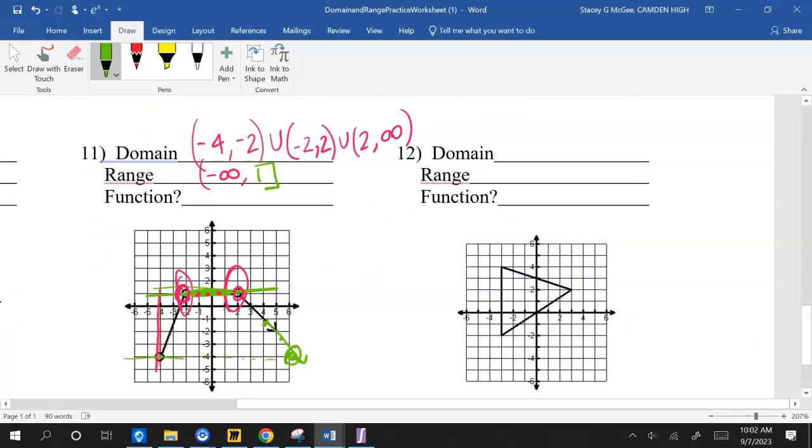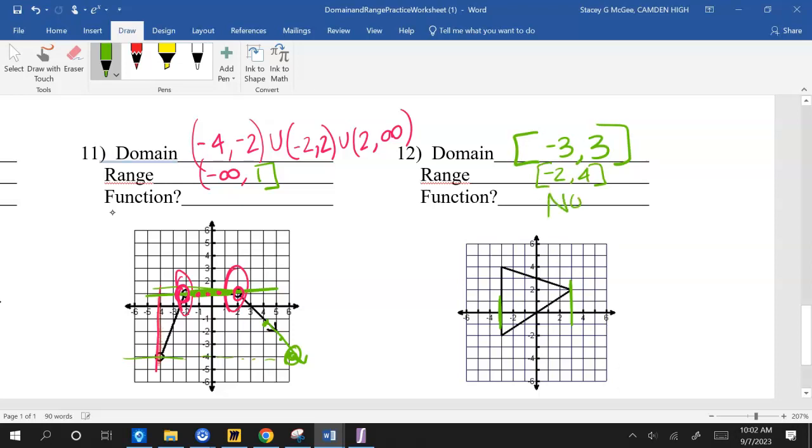Domain, left to right. Bracket, negative 3, positive 3. How about the range? All brackets, that's exactly right.